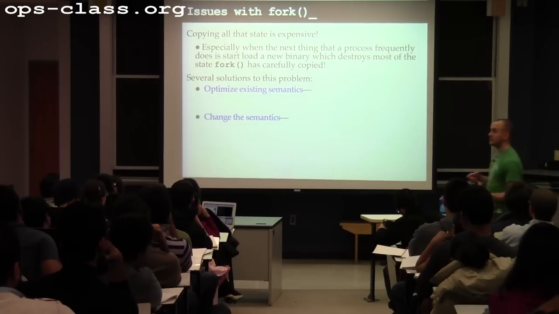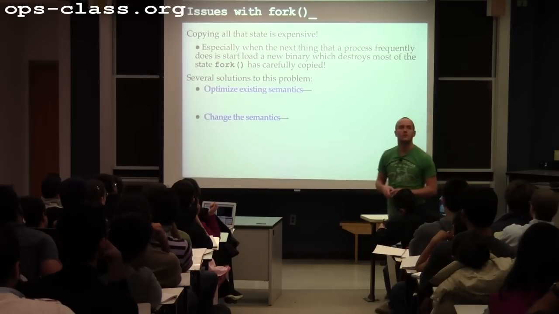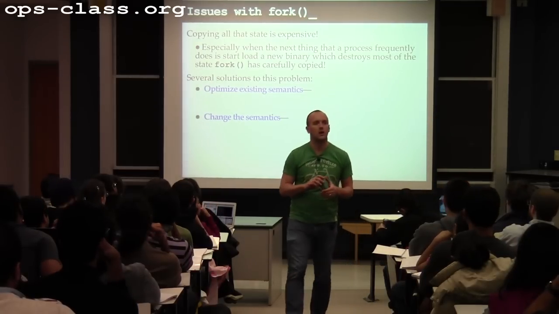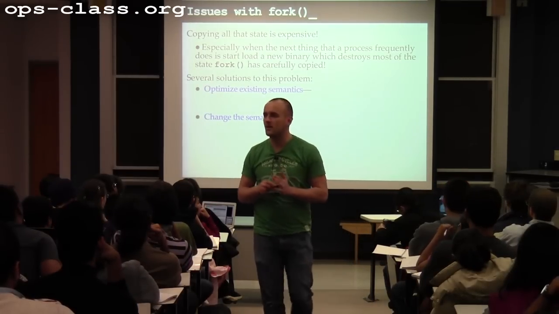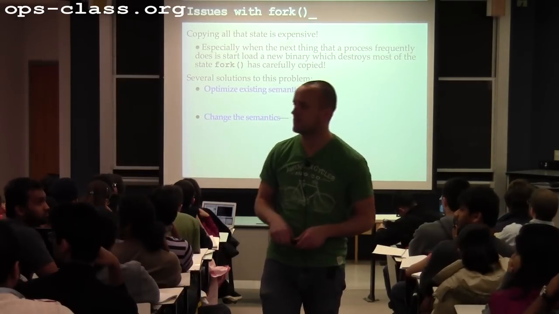One way is to try to optimize the semantics of the existing call. The other way was to create a new call with new semantics. So the vfork call is the addition. It's the way of creating a new call. What does it do?